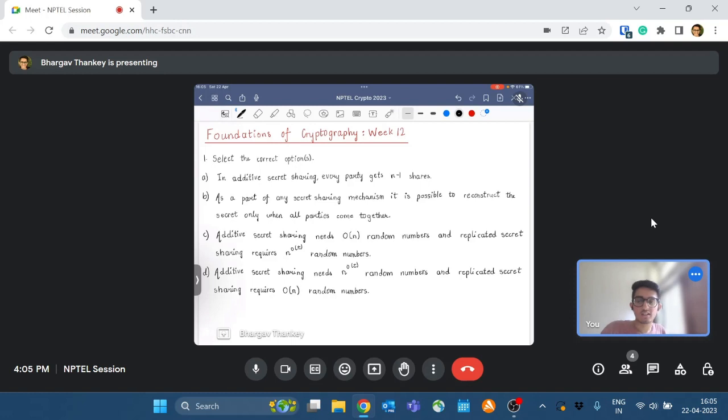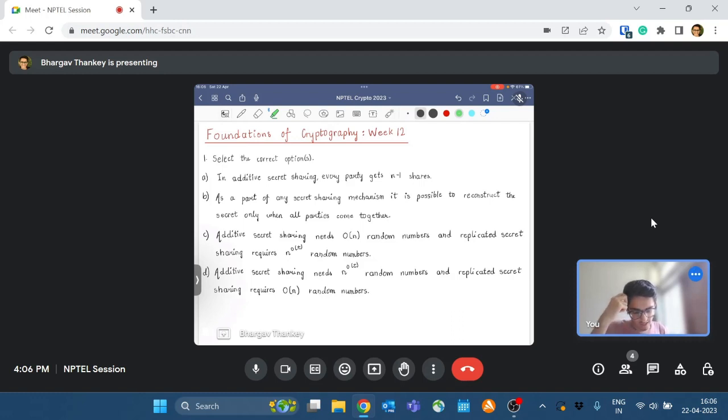Since these problems are based on the assignment that you just solved, you might know the answers, and in that case, you can put the answers in the chat. So let's start. The first problem is: select the correct options.